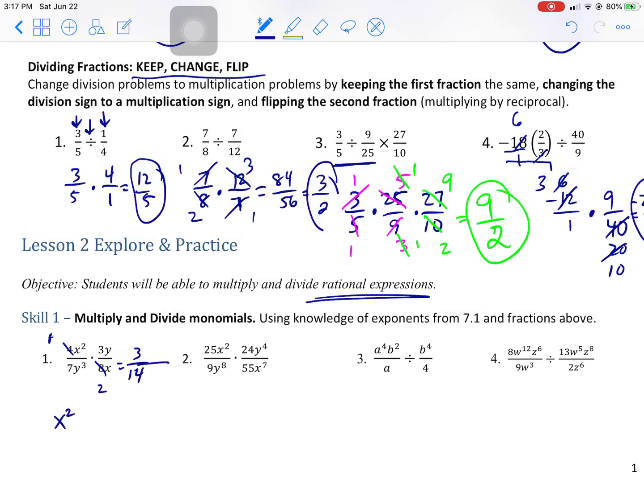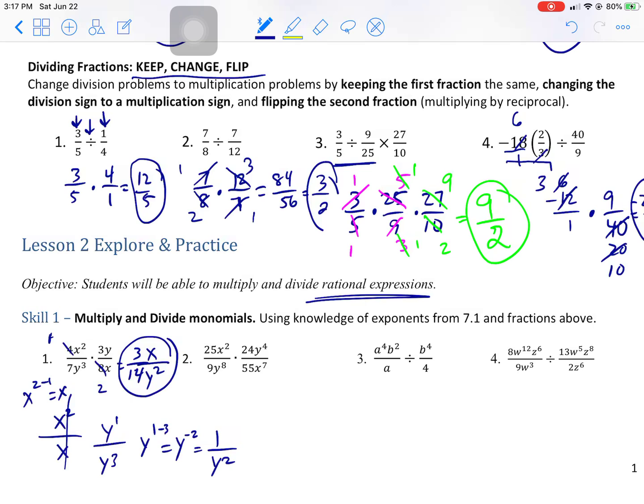And then I've got x squared on top, and x, see that x underneath? So that's going to leave me 1x on top. And then I've got y on top and y cubed underneath. So that's a 1, which means there's 2 left over underneath. If you want to write this out, this is x squared minus 1 equals x. This one is y to the 1 minus 3 equals y to the negative 2, which is the same as 1 over y squared. And that's why that's on the bottom. Okay? Both ways work just fine.